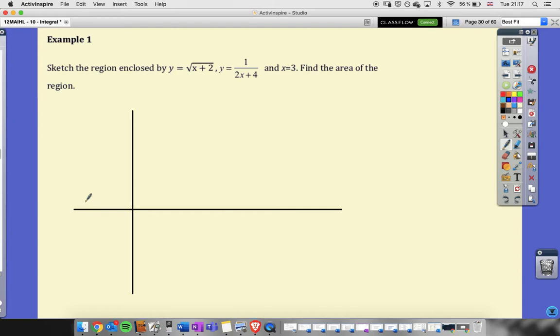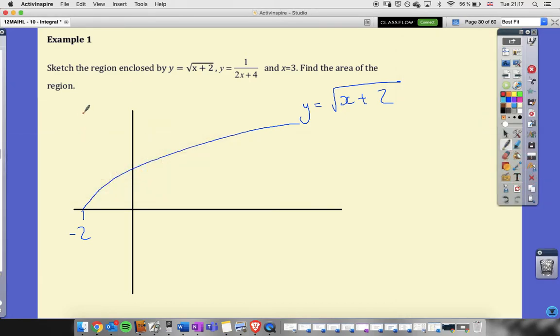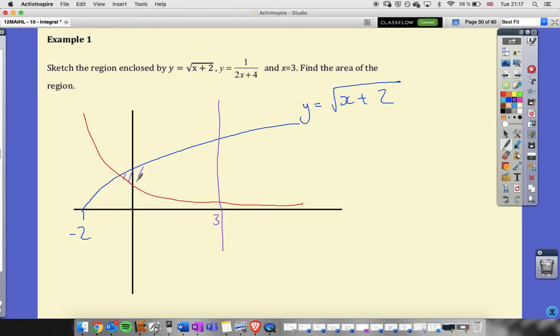Okay, so our first curve looked a little bit like this. Y equals square root of x plus 2, this being negative 2. And our second curve, the bit that we're really interested in is over here. And we're also interested in this line. I probably haven't drawn that quite as accurately as I'd have liked, but this must be the region that we're looking for.